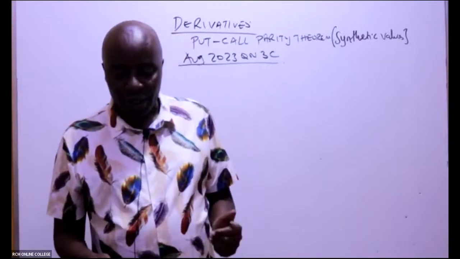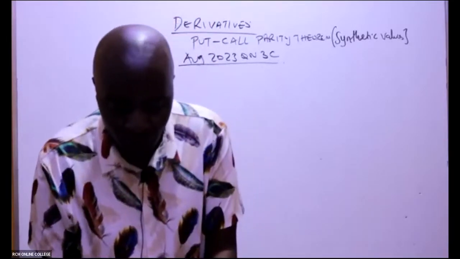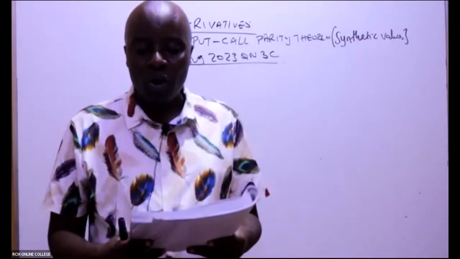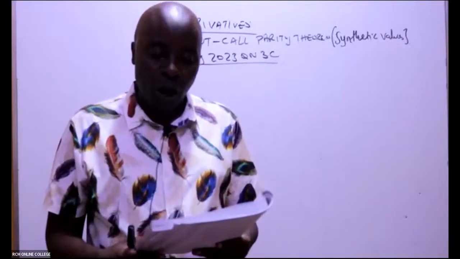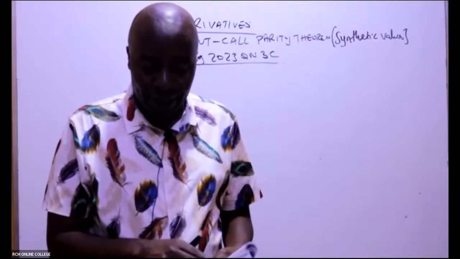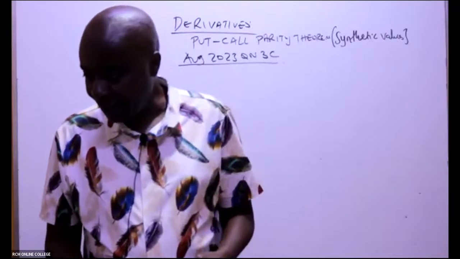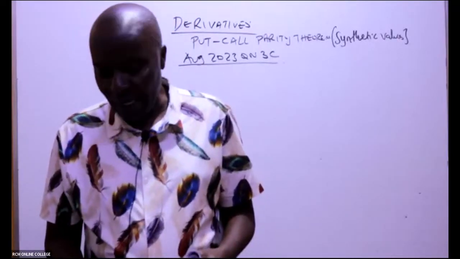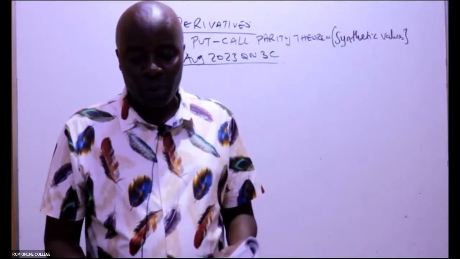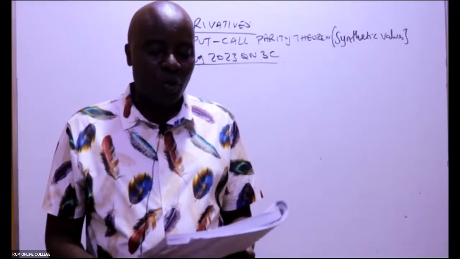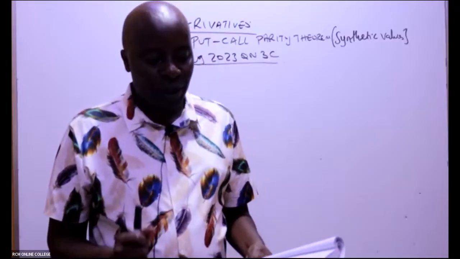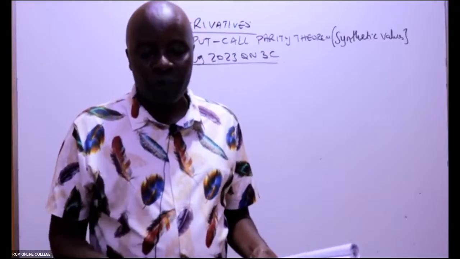So remember, here we are told you are provided with the following information on put and call options on a stock. They have given us the call price, the put price, the exercise price, the days to option expiration, the current stock price, and the number of days in a year. Then we have the risk-free rate, which is 5%.